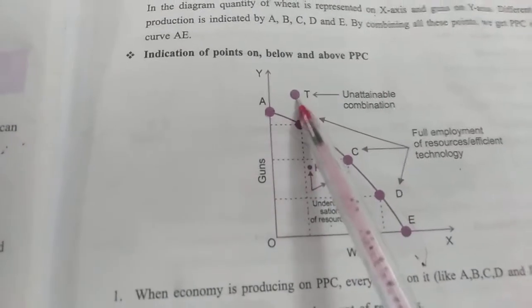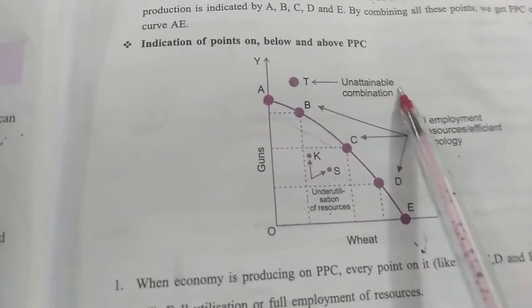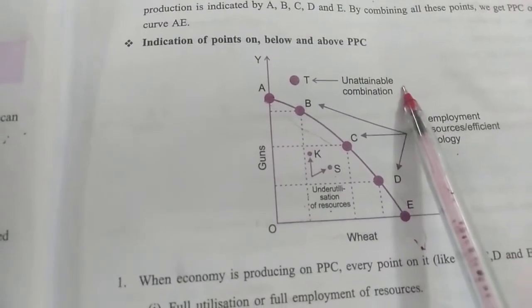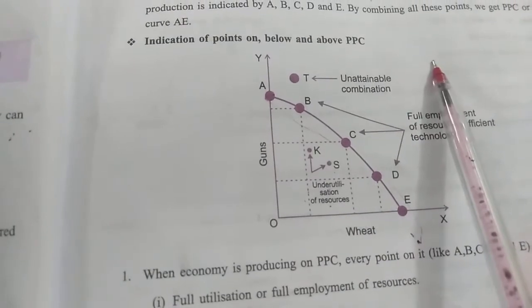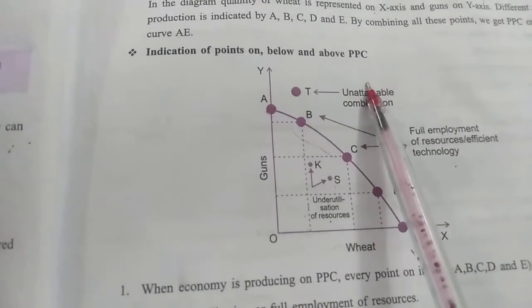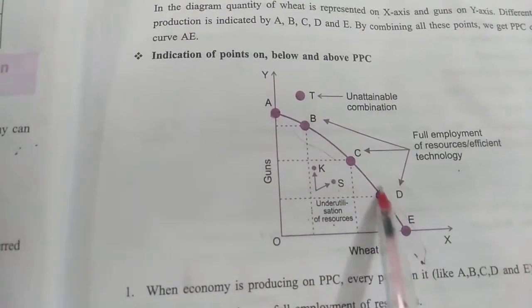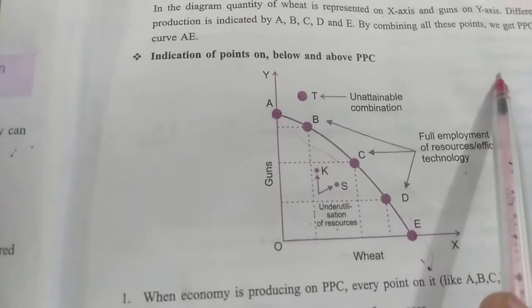But when a point is marked outside, this is an unattainable combination, because the resources are given. We cannot increase the resources or decrease the resources. Fine. So we cannot attain that, because already with the given resources and the optimum utilization we have reached the production possibility curve. I hope it has been very clear to you.